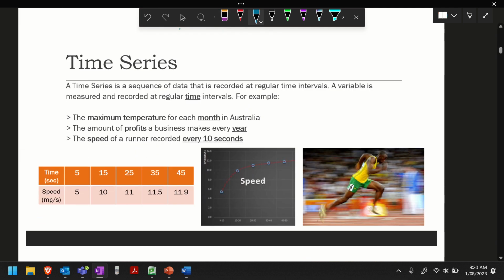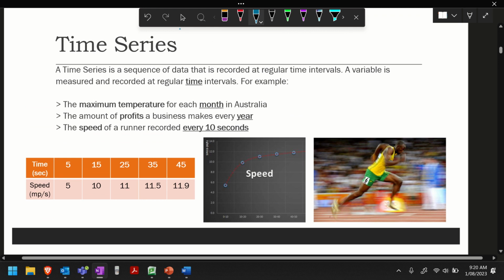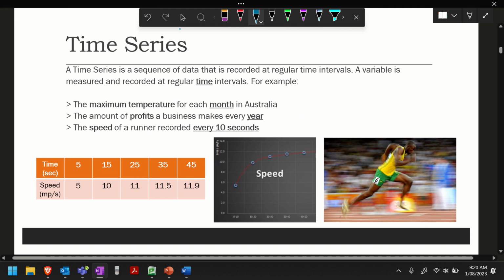All right, let's look at time series. Go to this page with me, where it's got Mr. Usain Bolt in it. A time series graph, like Tommy mentioned before, is data that's measured over a span of time. In this example you've got a runner, and one of the things you can measure over time with the runner is their speed.